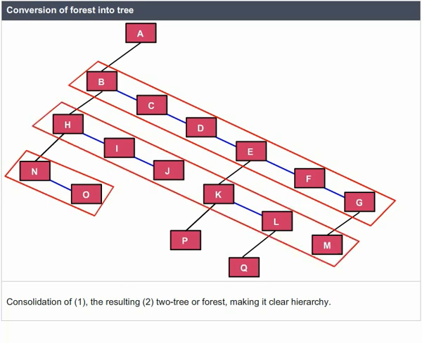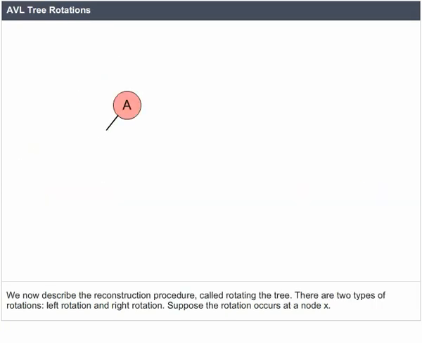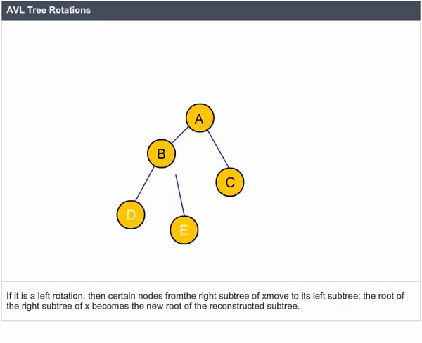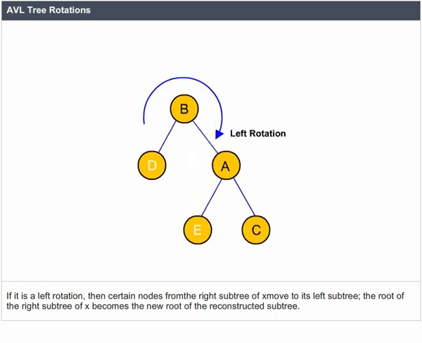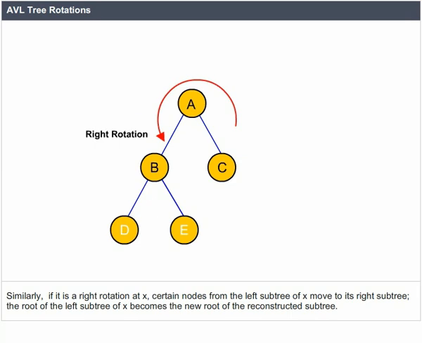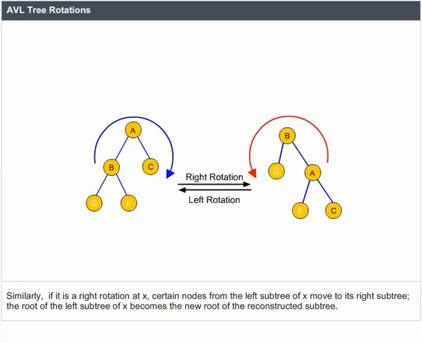AVL tree rotations. We now describe the reconstruction procedure called rotating the tree. There are two types of rotations, left rotation and right rotation. Suppose the rotation occurs at a node X. If it is a left rotation, then certain nodes from the right subtree of X move to its left subtree. The root of the right subtree of X becomes the new root of the reconstructed subtree. Similarly, if it is a right rotation at X, certain nodes from the left subtree of X move to its right subtree. The root of the left subtree of X becomes the new root of the reconstructed subtree.